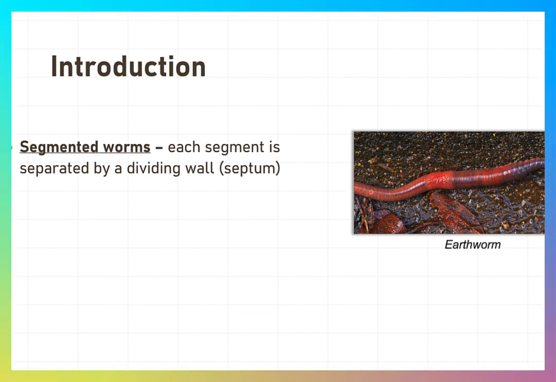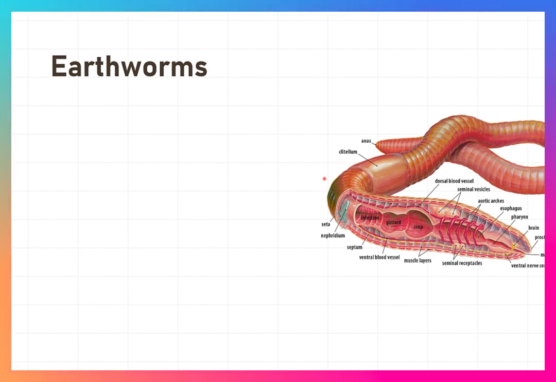For example, each of these lines is not representative of a segment, but if you put several of these together, you end up with a segment which has a dividing wall, which is called the septum. Now, the segmented worms are divided up into flat worms and round worms. In the diagram, we are showing what is a common earthworm, which is one of the roundworms. And this is the common earthworm, and what we see here is multiple segments, as I said before.